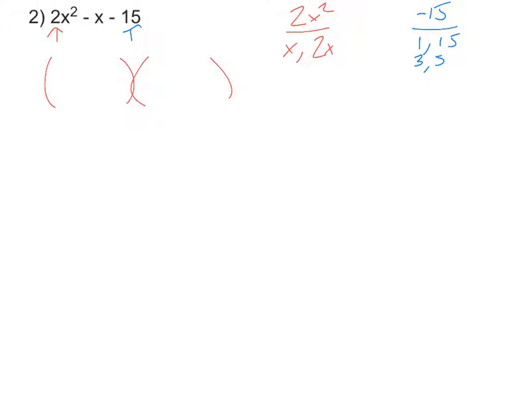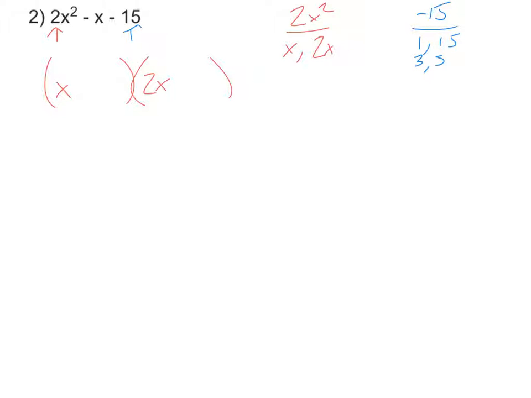Let's try number 2. Here we have a similar problem. My firsts, right here, are going to multiply to make 2x squared. So that'll be a 1x and a 2x. My lasts will multiply to make negative 15. So one of these is going to be negative, one of them is going to be positive, but we have 1 and 15 or 3 and 5. And so when I make my two sets of parentheses, I know I can throw in an x and a 2x because that was my only option. But I need to choose between 1 and 15 or 3 and 5, knowing that one of them has to be negative.